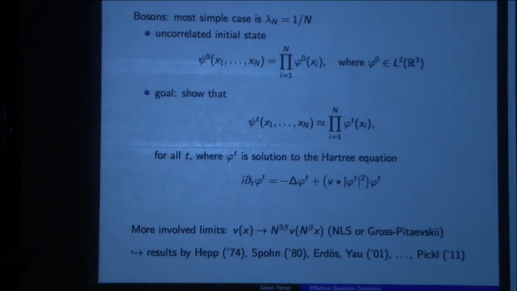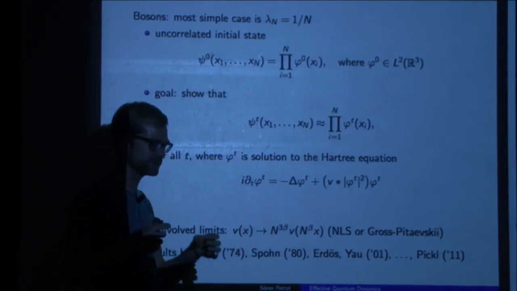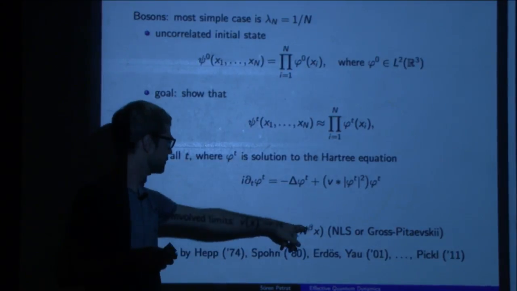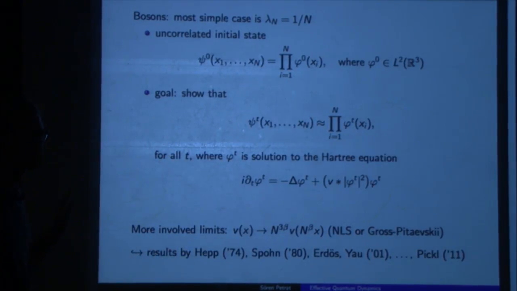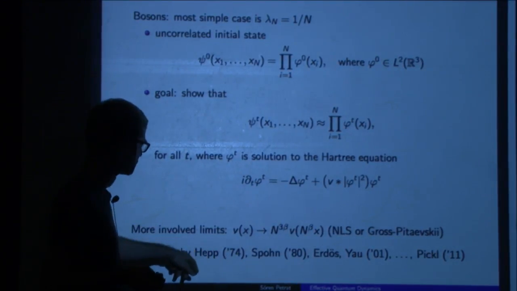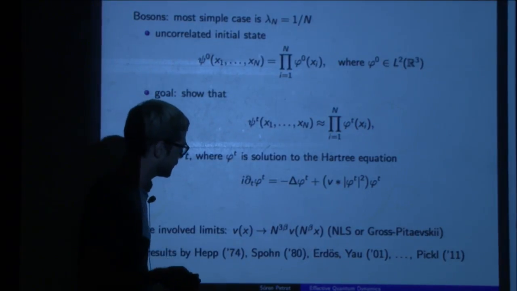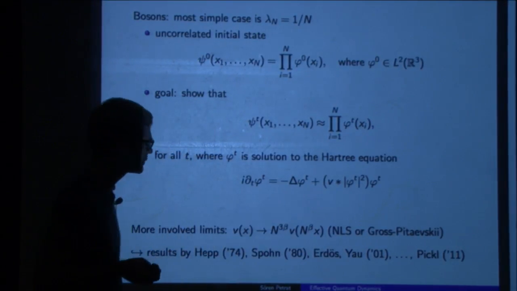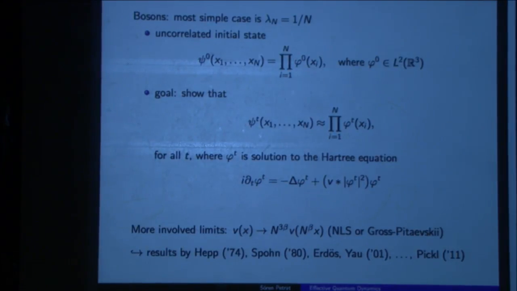And there are also more involved limits where the interaction, for example, becomes very singular. If beta is some positive parameter, beta equal 1 is very interesting from a physics perspective. And then you get into limits that are called nonlinear Schrödinger or Gross-Pitaevskii limits. And yeah, these dynamical questions, there are lots of results. This is a very incomplete listing here. So the first results were in the 70s by Hepp, then by Herbert Spohn, Erdős, Yau, and also Schlein, beginning of the 2000s. And maybe most recently, my former PhD advisor from LMU Munich, Peter Pickl, with some nice results.